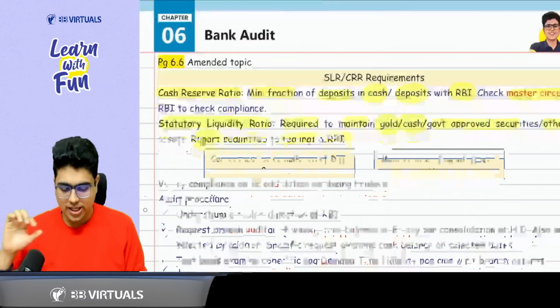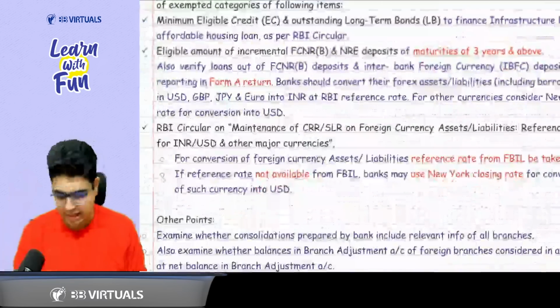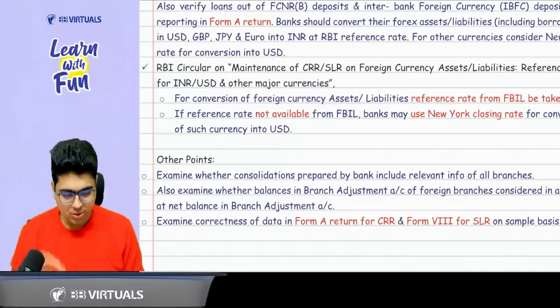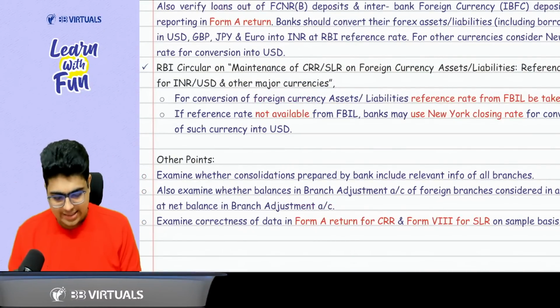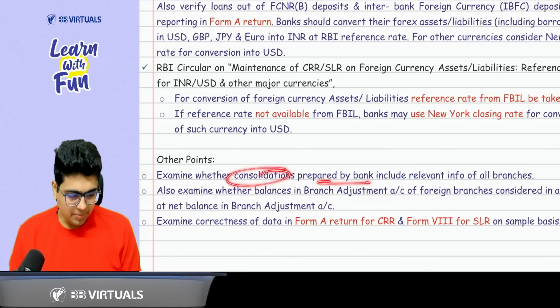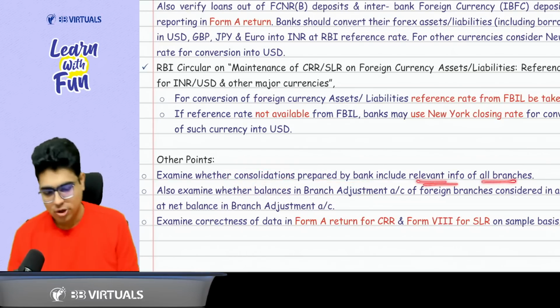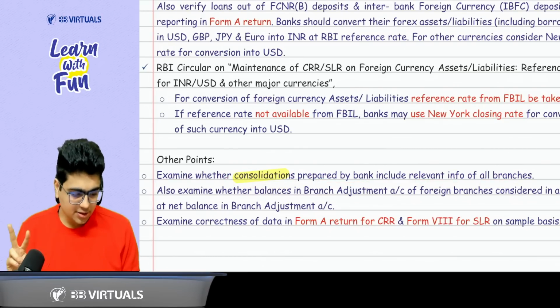Done, sir. So here your whole bank audit amendment is done. I think everything I have discussed very clearly with you. Lastly, just remember these three other points. Sir, what? Examine whether the consolidations prepared by the bank include the relevant information of all branches. So just remember that the consolidation should include all branches.